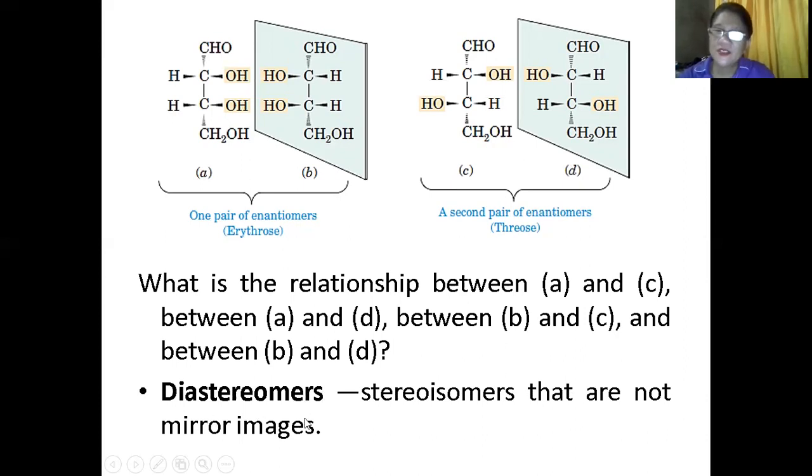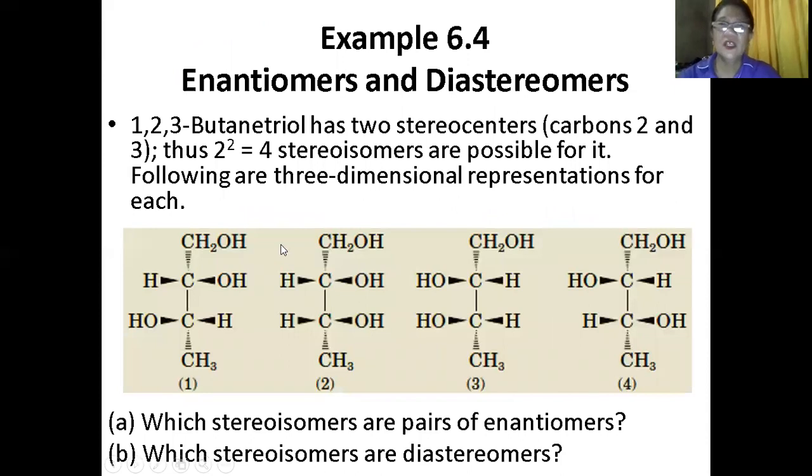So what are diastereomers? Diastereomers are stereoisomers that are not mirror images. But these ones are enantiomers because they are mirror images. So, enantiomers and diastereomers. So 1, 2, 3-butanetriol has two stereocenters. This is 1, 2, 3-butanetriol. How many OH groups? Three, that is why it is a triol. And it is butane, 1, 2, 3, 4.